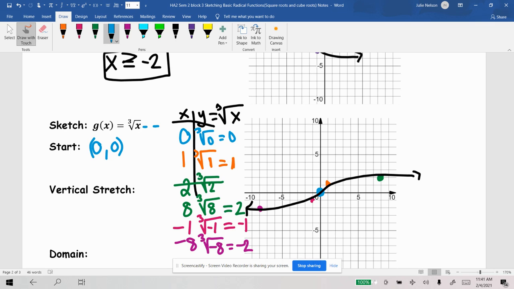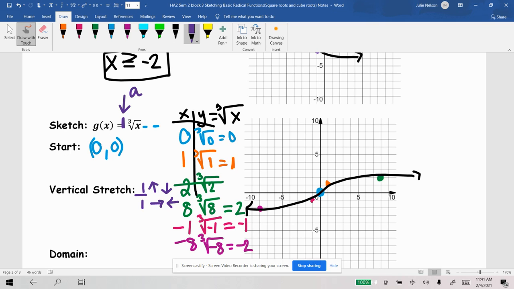And just like the square root functions, our vertical stretch is always that number in front of the radical, which in this case, in front of the cube root is a 1. So notice I can go up 1, right 1, but I also went down 1, left 1.